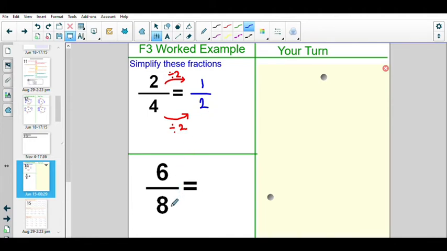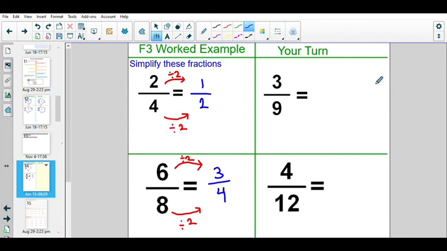For the next example, the same. What number can go into both 6 and 8? I know both of them can be divided by 2. So 6 divided by 2 and 8 divided by 2. 6 divided by 2 is going to give the numerator 3. 8 divided by 2 is going to give the denominator 4. There is not a common number that can go into 3 and 4, so that would be the simplest way that my fraction could be simplified.